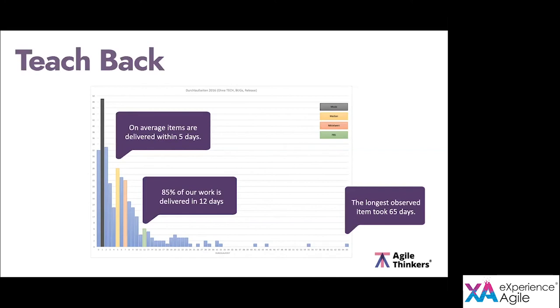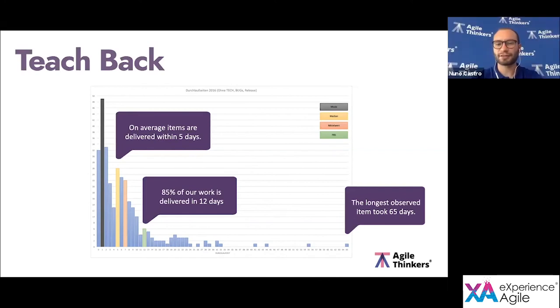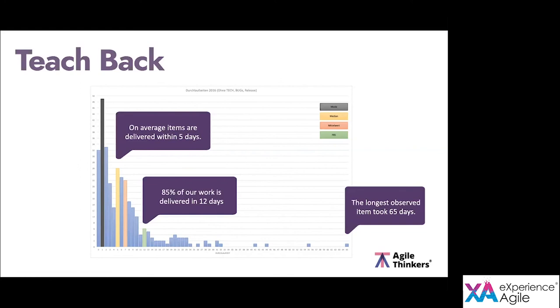So now, basically, with all this data, I can understand a few things. For example, 80% of the work is delivered in 12 days. On average, this team delivers things in 5 days. And the longest observed item took 75 days.